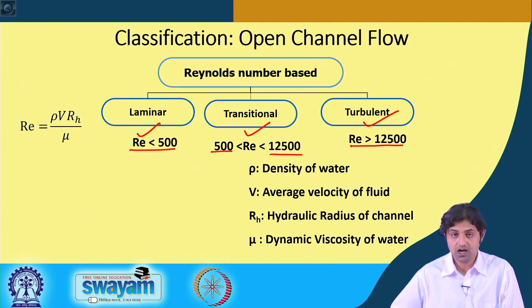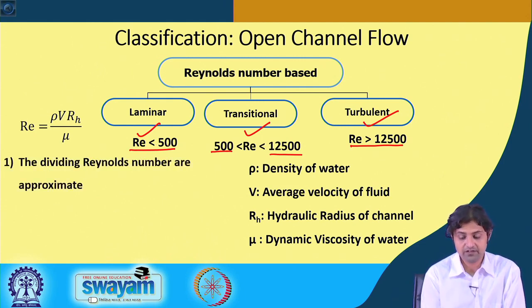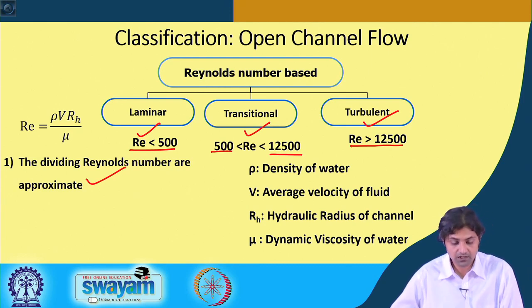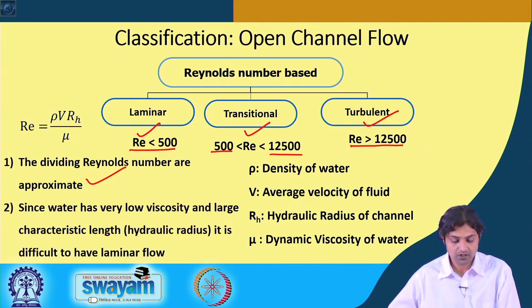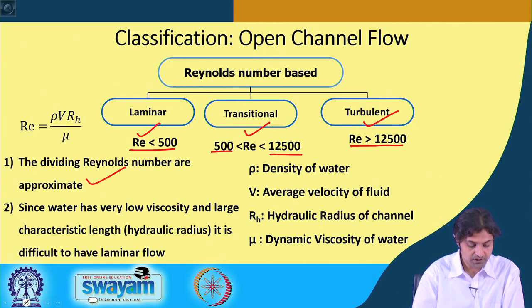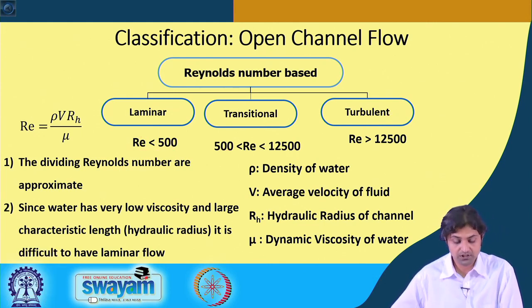These values are something you can remember. They will be very helpful in future courses related to hydraulics or water. These dividing Reynolds numbers, 500 and 12,500, are approximate, not exact. They change from situation to situation, but what we have given you today is an approximate value. One important thing to note is, since water has very low viscosity and large characteristic length, it is difficult to have laminar flow. I will try to show you.